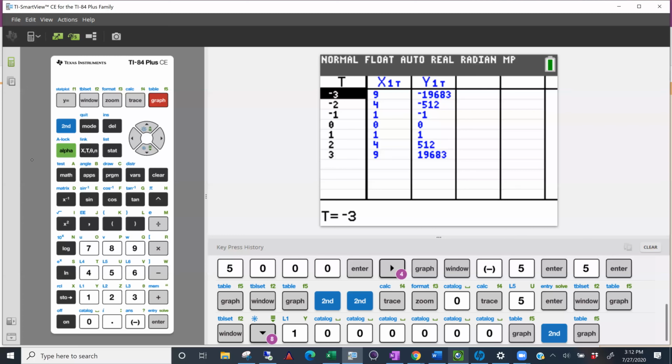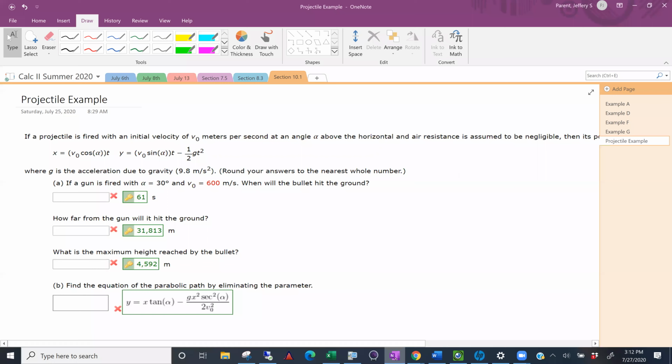All right, let's keep going. Next question, what's the maximum height reached by the bullet? So the maximum height is going to be the height of the bullet halfway through its flight. So basically what we need to do is figure out its height at the right time, which would be 30.6 something seconds.